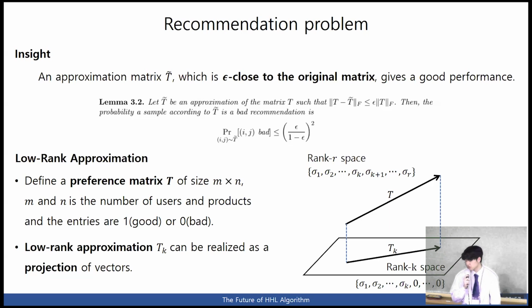Just like the projection on the right side of my PPT, you can see that from rank-R space, we extract sigma 1 to sigma K space only. You can see the arrow projection over there. We just extract the things we are going to use in the recommendation system.